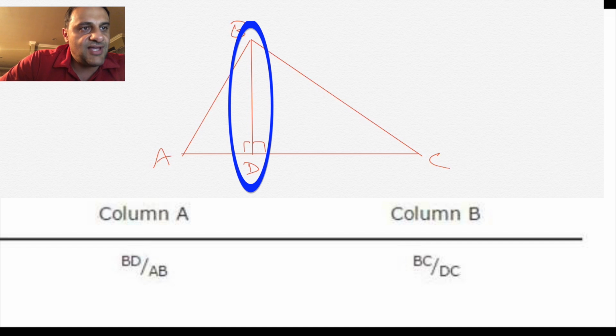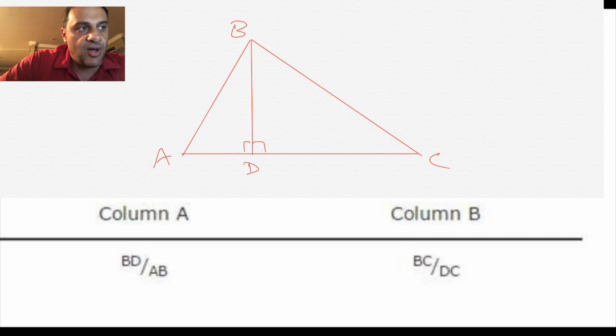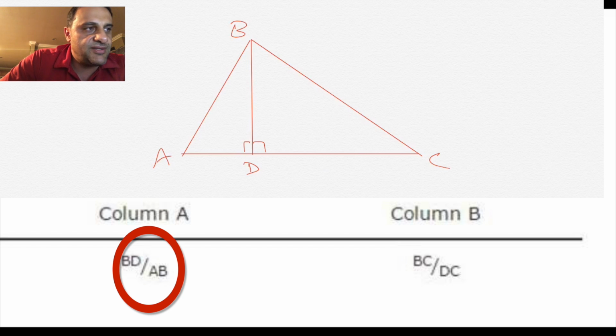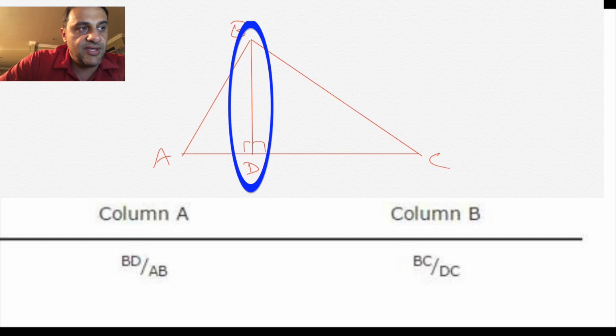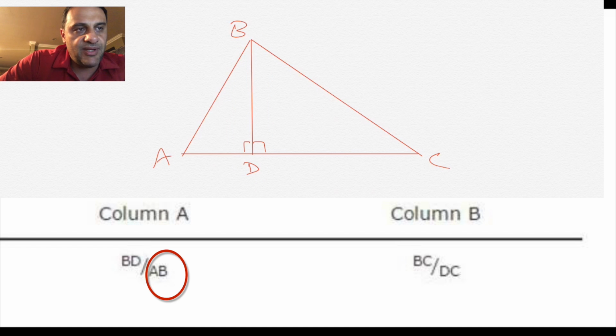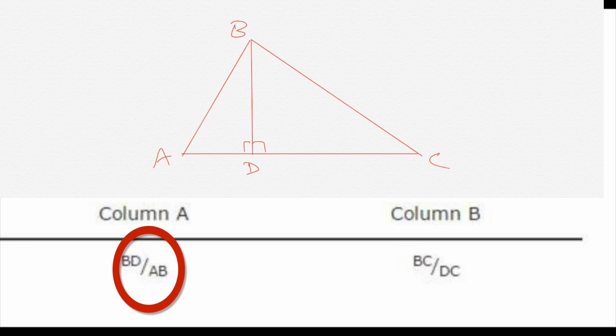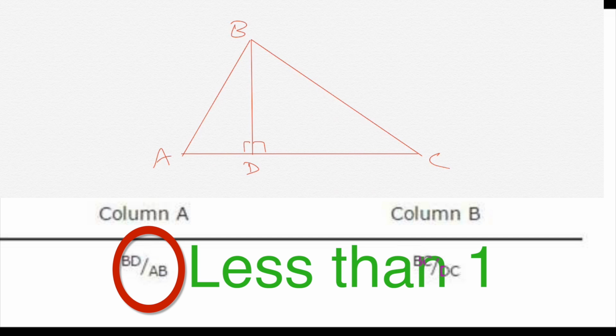BD is one of the sides of the right triangle, but it's not the hypotenuse, which, like I said, is AB. Now, if you look at the quantity BD divided by AB, AB is bigger than BD. So the denominator, which is the number on the bottom portion of a fraction, is bigger than the numerator. Anytime the denominator is bigger than the numerator, the number has to be lower than 1.